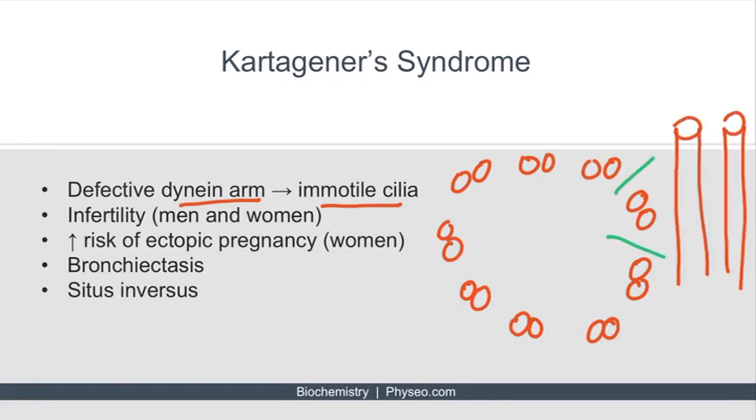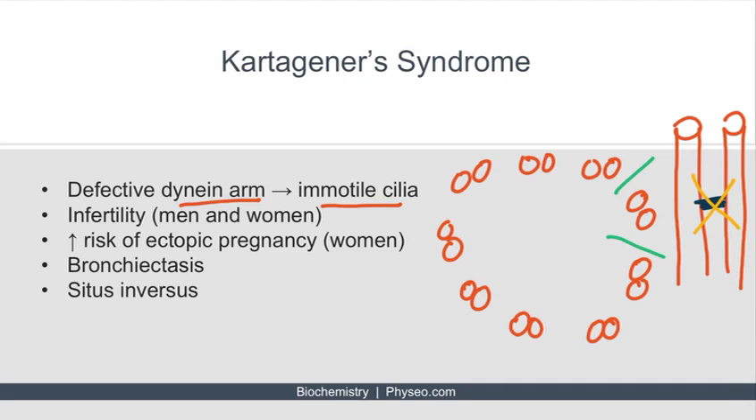So you can see that these represent the microtubules, and I'll draw in right here the dynein arm. Notice that the dynein arm connects the 2 microtubules. Normally, the dynein arm contracts and is responsible for allowing the cilia to beat back and forth. When the dynein arm is defective, the cilia are immotile.